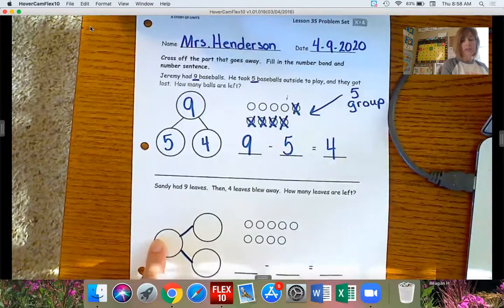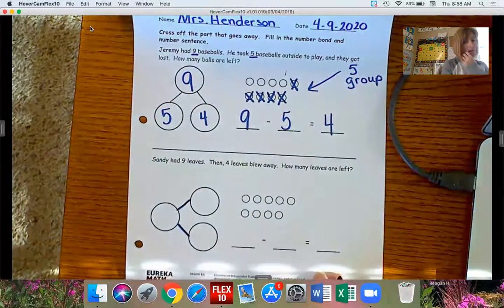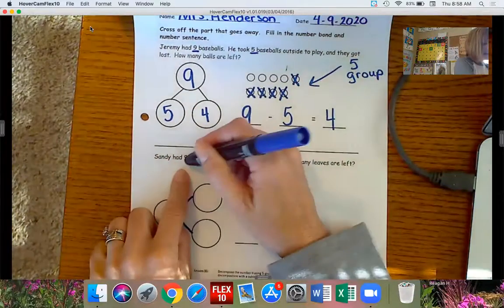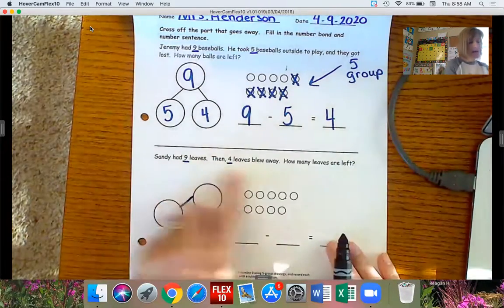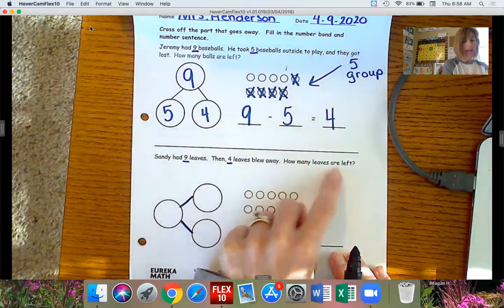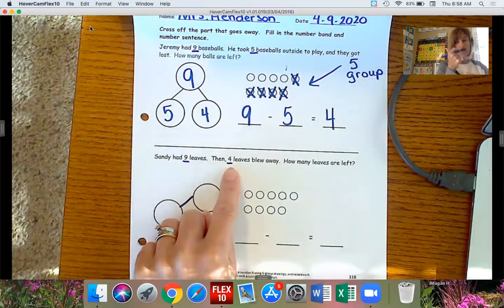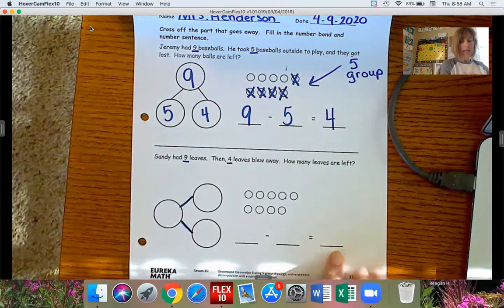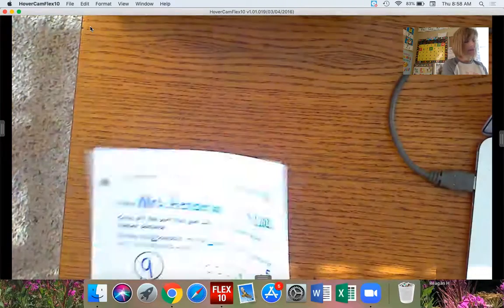Okay, kids, I'm going to let you do this one on your own. I'm going to read it to you though. Okay, so Sandy had 9 leaves. Then 4 leaves blew away. How many leaves are left? So 9 is the whole number. 4 is the part that's going away, so that's the part we need to cross off. And then we need to find out how many are left. How many are left will be your answer, and that goes here. Okay? All right, let's look at, should be the back of your page, lesson 36.